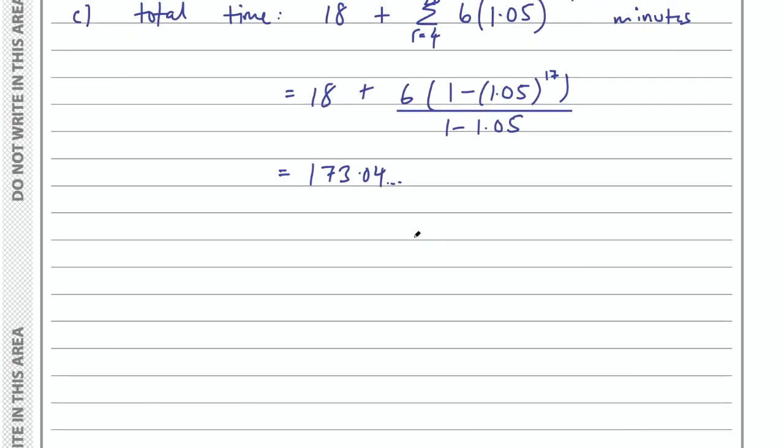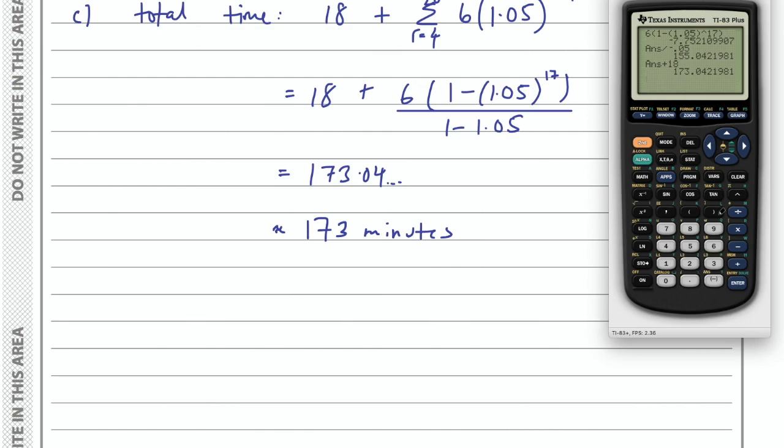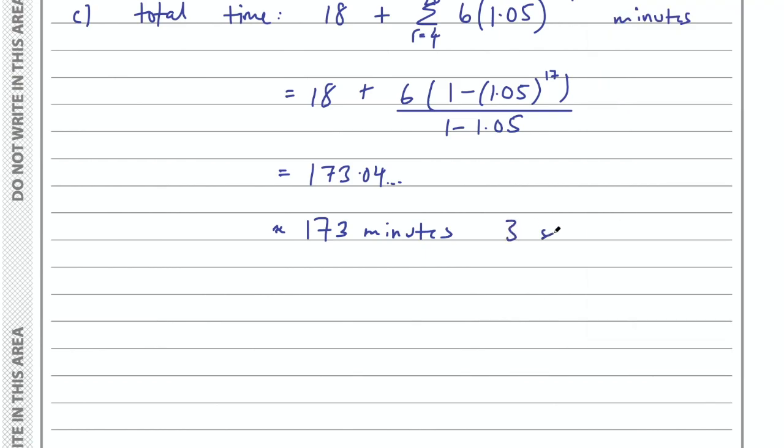So this is currently in minutes. If I wanted to round this off to minutes and seconds, then I'd have 173 minutes. And how many seconds? Well, I could subtract 173 from this and then multiply by 60. And I get 2.53 seconds. Rounding that up, I'd get 3 seconds. Okay, so final answer there, 173 minutes and 3 seconds.